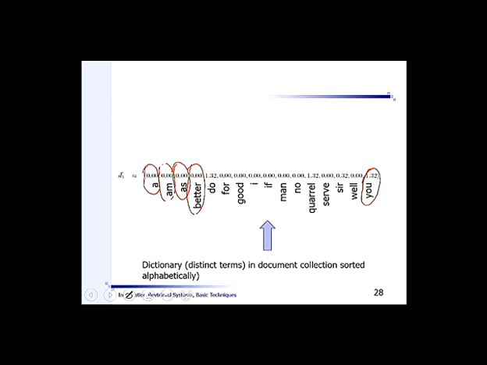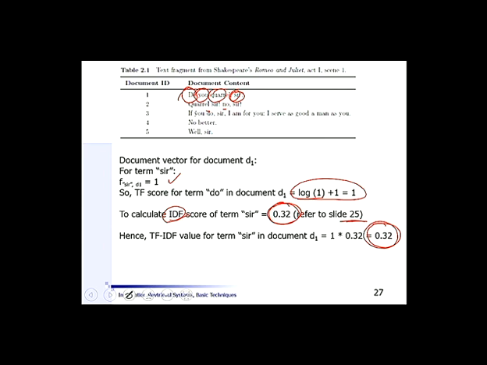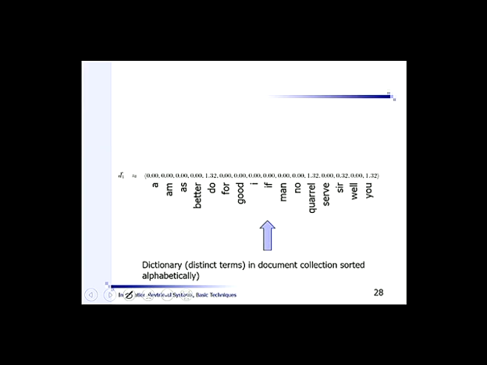Now in document 1, we have only 4 terms: "do", "you", "qual", "sir". For all the other terms, the value will be 0, in exactly the same order. So "a", "am", "as", "better", all of them are 0. "do" has a value, "you" has a value, "sir" has a value, and "qual" in the same order. All the other values are 0.